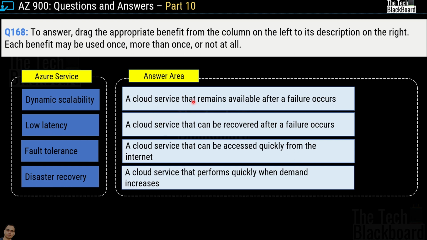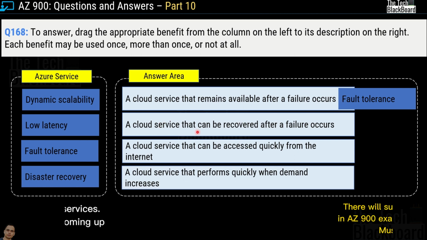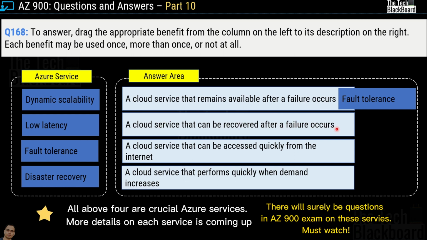It says a cloud service that remains available after a failure occurs. And this one most definitely is fault tolerance. The second definition says a cloud service that can be recovered after a failure occurs. And here, my friends, please note the minute difference between these two definitions. The first one says remains available. However, the second one says that can be recovered. So please understand there is a difference between remaining available and being recoverable. And that's why the correct matching service for the second definition is disaster recovery.